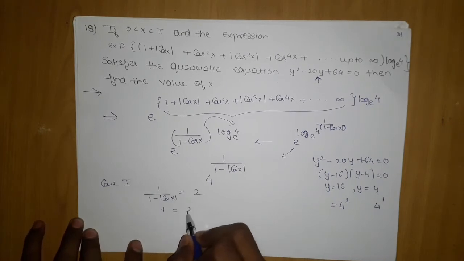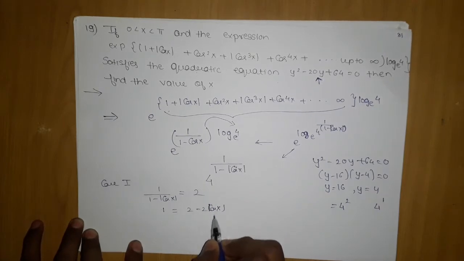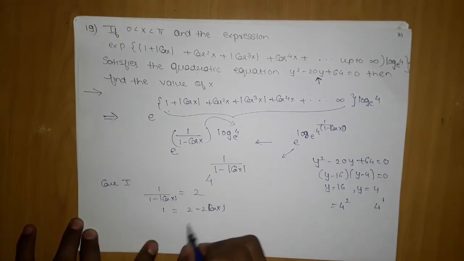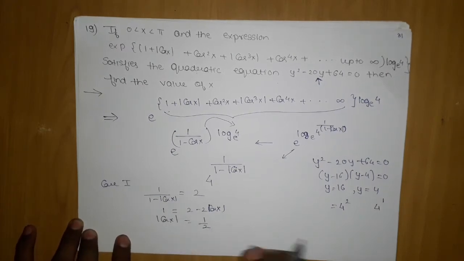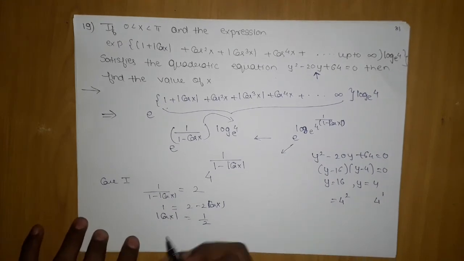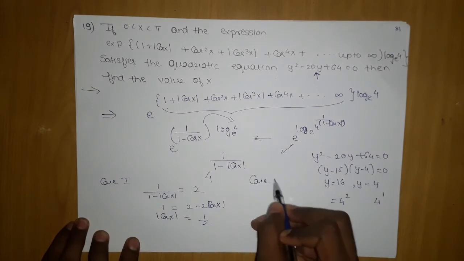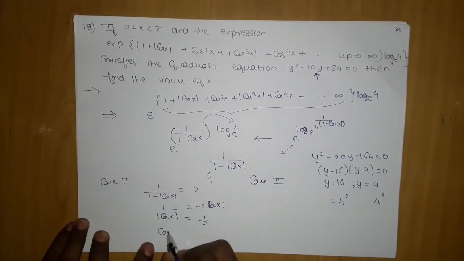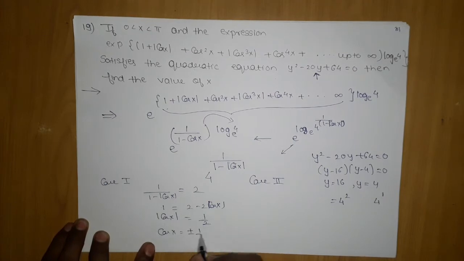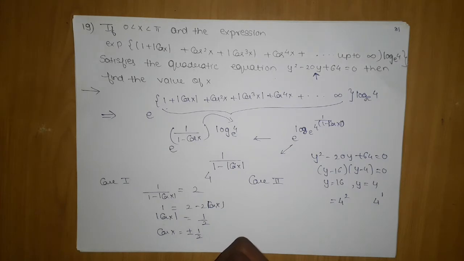1 = 2 − 2|cos x|, which gives me 1 by 2 is |cos x|. So we got this. When we open the mod, we can get positive and negative 1 by 2, so there will be two answers respectively.